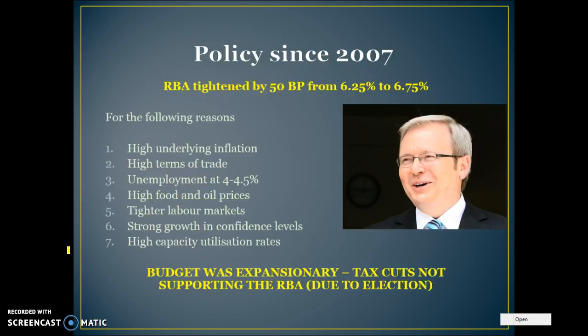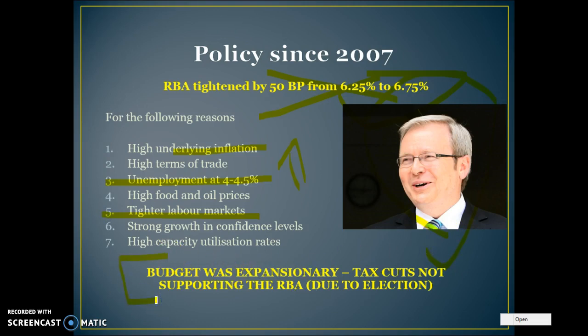So going right back to 2007, the RBA increased interest rates during this time, so they took a more contractionary stance. Again, this is the theory, as opposed to what they did, which doesn't really matter. Underlying inflation was really high, we had high terms of trade, unemployment was really low, so wage pressures were starting to emerge, we had tight labour markets, and the other issue during this time was that Kevin Rudd was being really expansionary with budgetary policy.